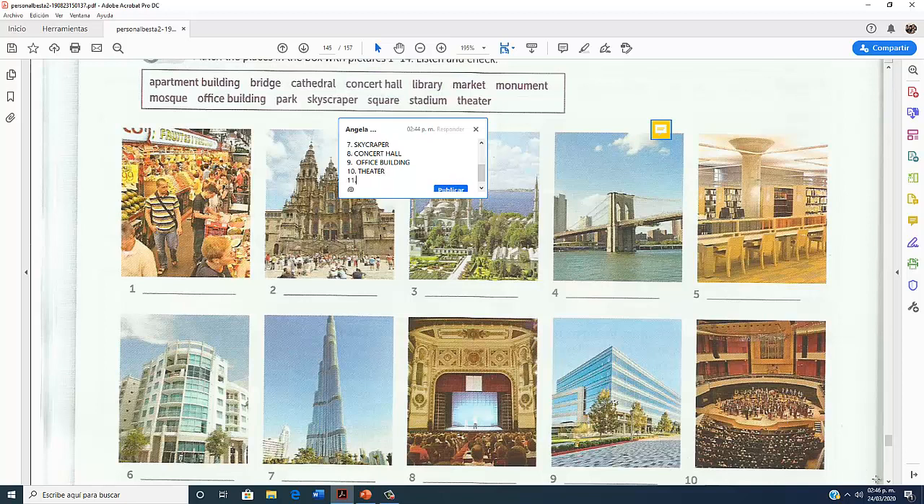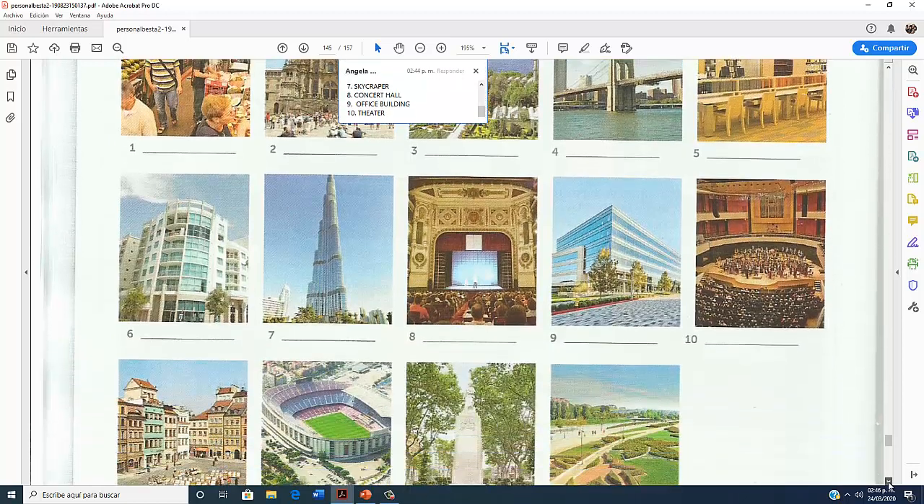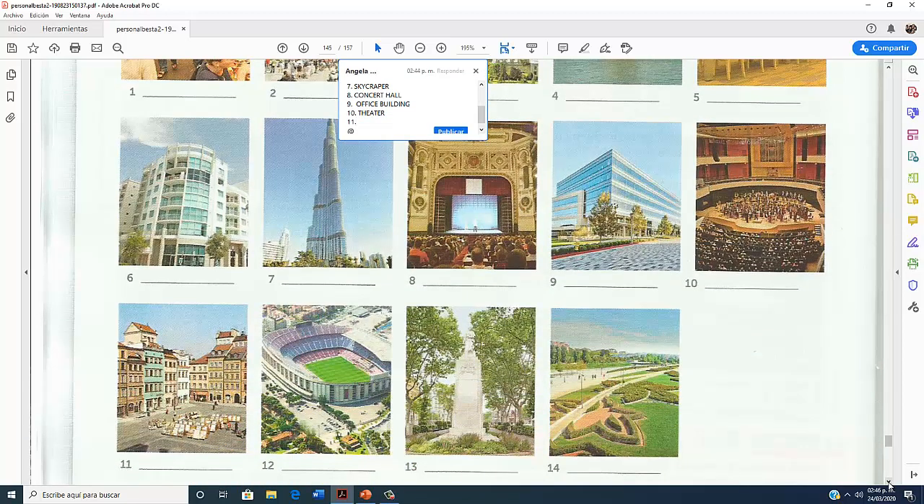Picture 11. Let me see what we have on picture 11. That's square. That's the square. Number 12, a stadium.